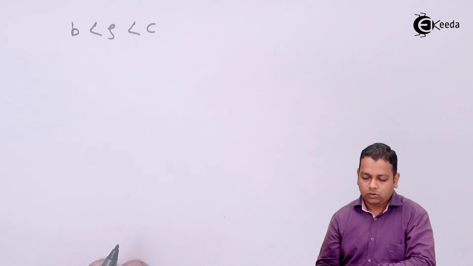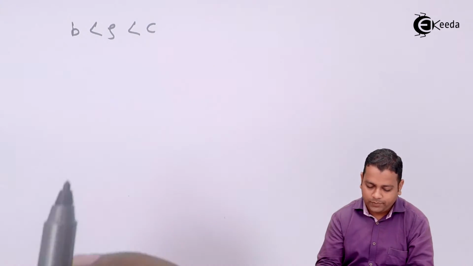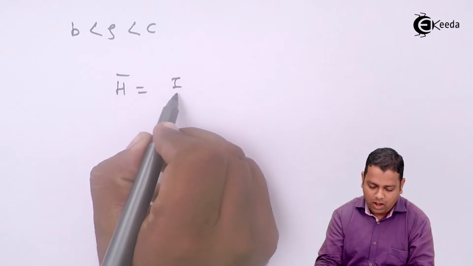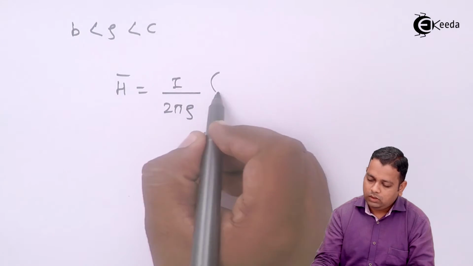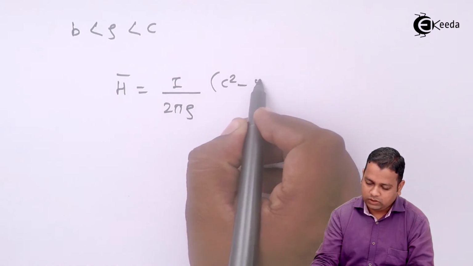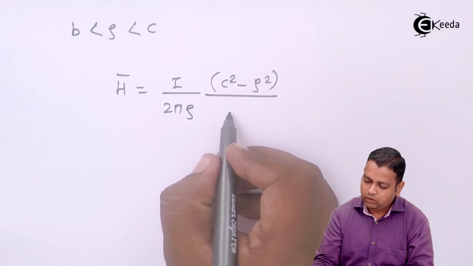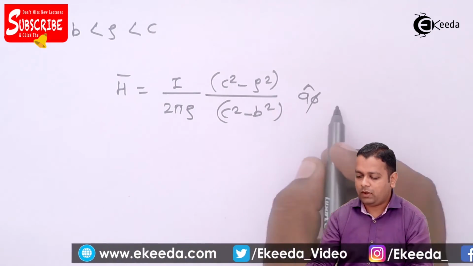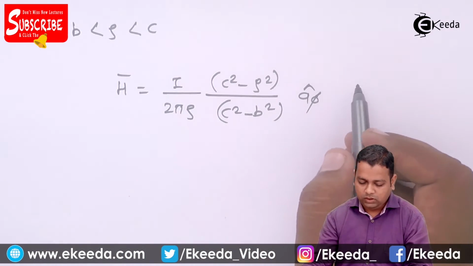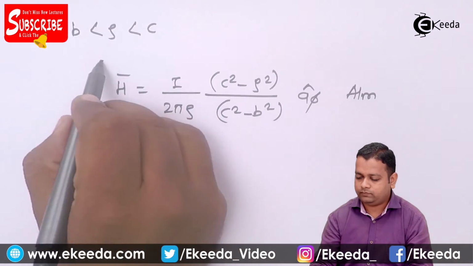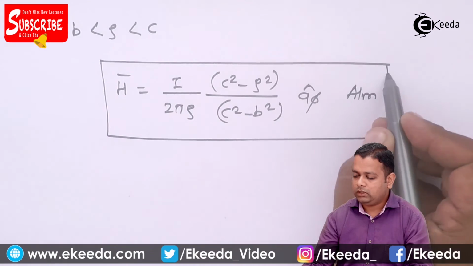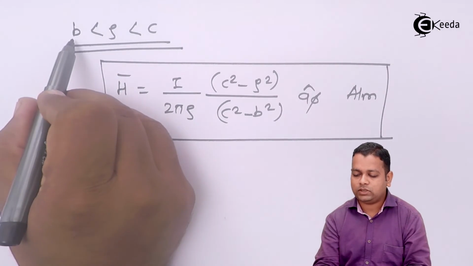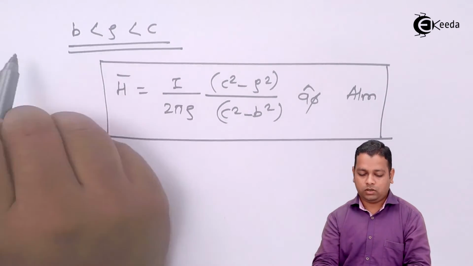So if the position of the field point is such, we obtain the magnetic field intensity by the expression H bar given by I upon 2 pi rho, multiplied by, in brackets, c square minus rho square in the numerator. In the denominator we have c square minus b square, multiplied by A phi cap to represent the rotational direction of the magnetic flux. So this becomes the expression if the field point is in the body of the outer conductor. b and c are the inner radius and outer radius of the outer conductor.